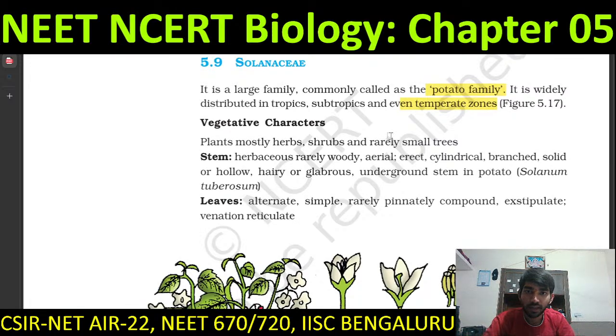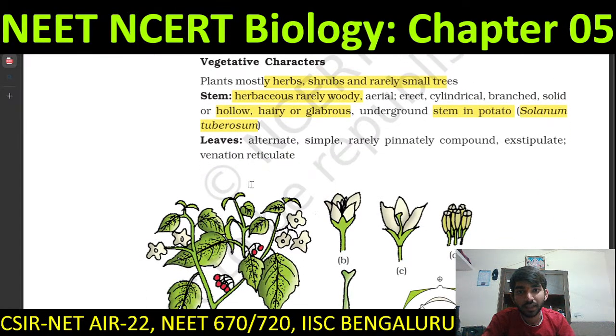Then the vegetative characters. Vegetative character is mostly herb, shrub, small trees. Stem is herbaceous, rarely woody, aerial, erect, and so on. All these things you can remember, that it is glabrous. An underground stem example is potato, Solanum tuberosum. So if you remember the name of potato, you'll easily be able to recall that it is the Solanaceae family, which is called the potato family. Solanum tuberosum, remember this.